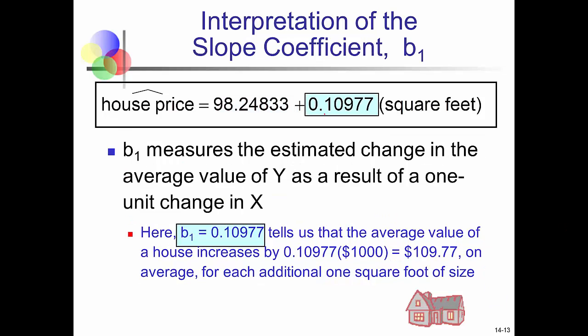B1, or our slope coefficient, is 0.10977. What that actually tells us is that for a 1 square foot increase in the size of the home, we expect the house price to go up by $109.77. Or you can say it this way, we'd expect the average value of a house to increase by $109.77 for each additional 1 square foot in size.